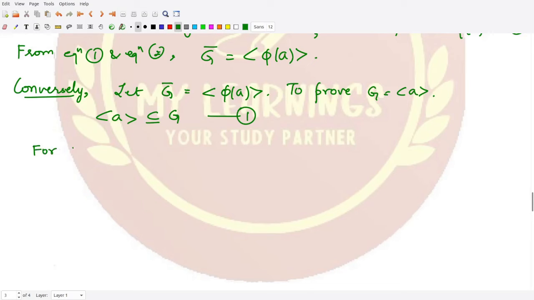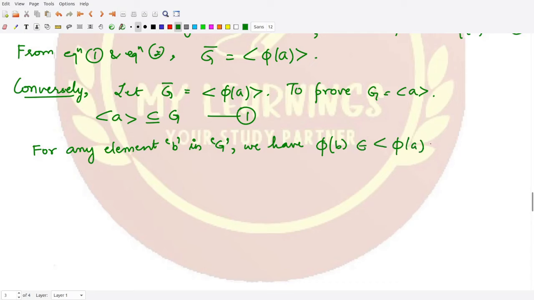What we do next is, for any element B in G, we have phi of B as a member of the group which is generated by phi of A. Why is this so? Because G bar is the group generated by phi of A, and we are taking the element B from G. When we apply phi onto it, phi of B is a member of G bar, and G bar is generated by phi of A. Therefore phi of B is contained in the group generated by phi of A.